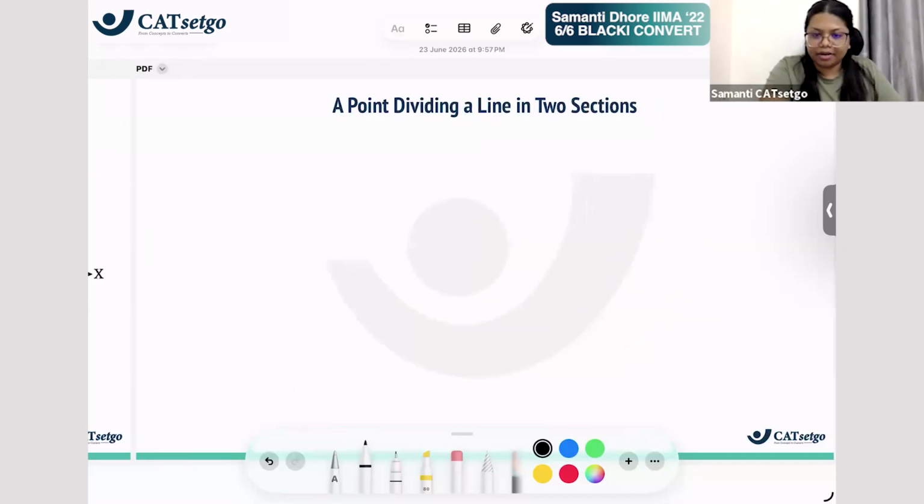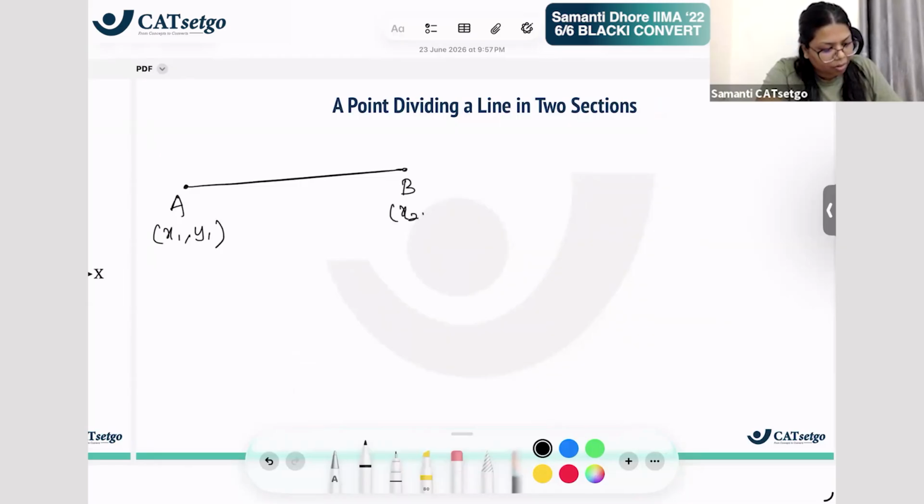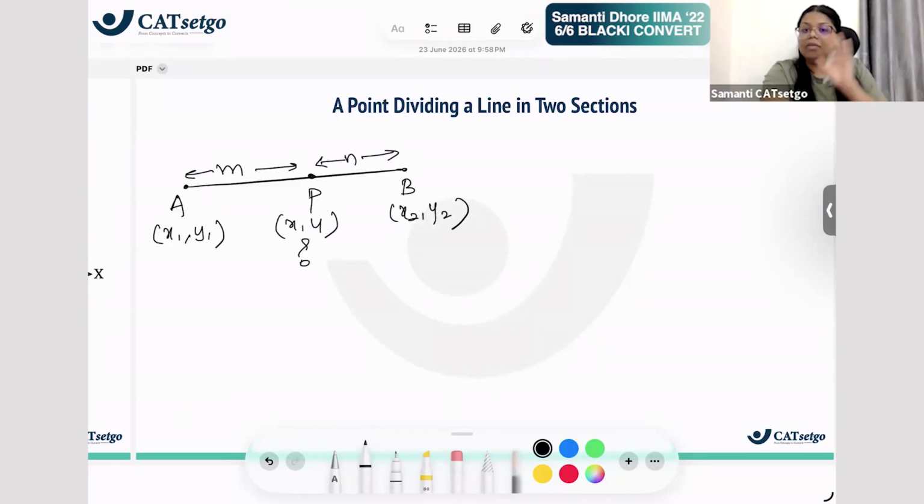So let's say you're given a certain point. This is a line AB with some x1, y1, x2, y2 coordinates. And there's some point P which you know is dividing this line segment in some ratio m:n. Right? In some ratio it is dividing. So how do you find the coordinates of this point? If A and B are given to you and they ask you to find the point that is dividing this segment AB in a certain ratio, how do you find the point?